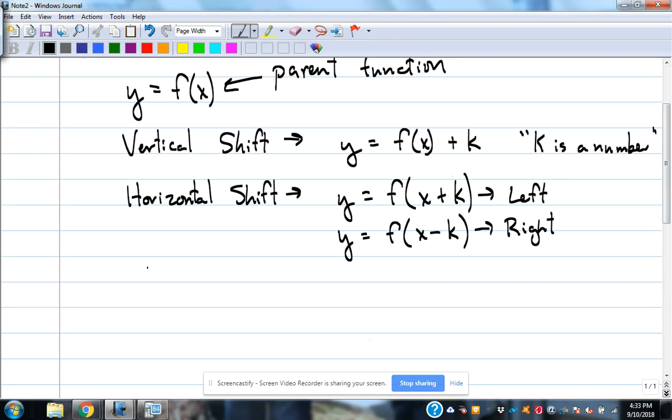All right, so that's vertical shift and horizontal shift. Let's get a vertical stretch.